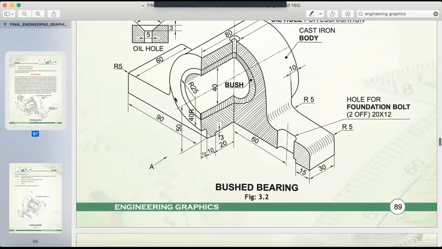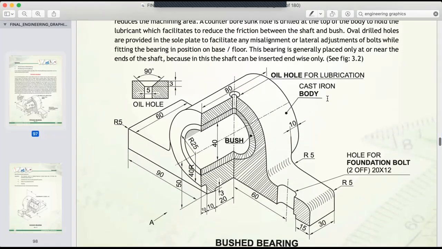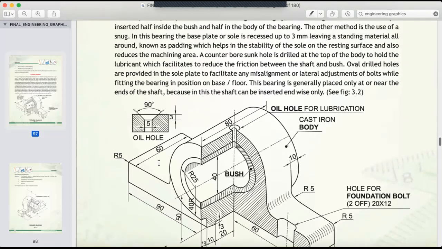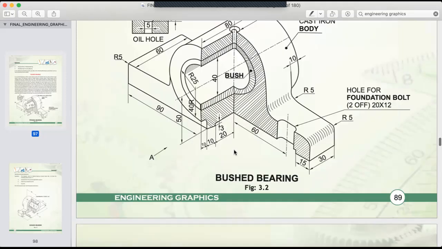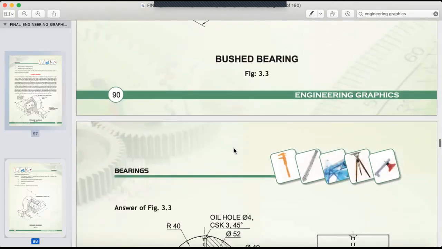Then there is a bush, and they may ask you what kind of material this bush is. Gunmetal is generally used for the bush. Body is generally cast iron or steel, and there is an oil hole. They may ask why they are providing the oil hole. Just remember that over here the shaft is rotating at very high speed, so to cool that shaft, otherwise it will damage the bush as well as the bearing. So they put oil, coolant, from the top, right? That's why we have an oil hole in bush bearings. In open bearing, we don't have.